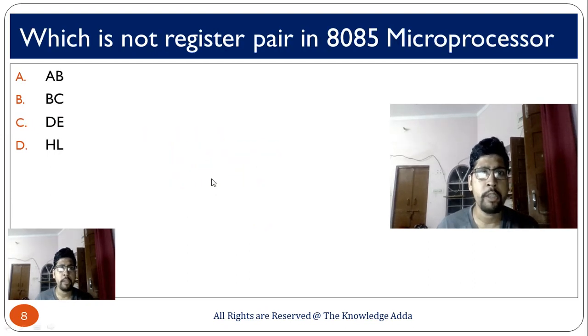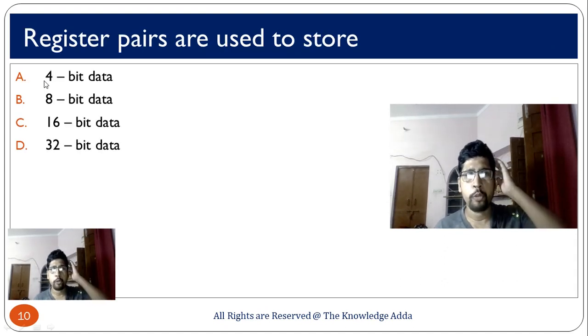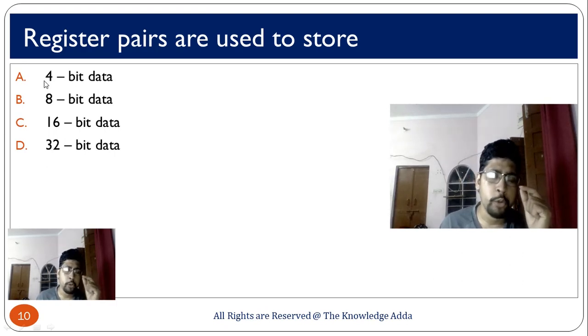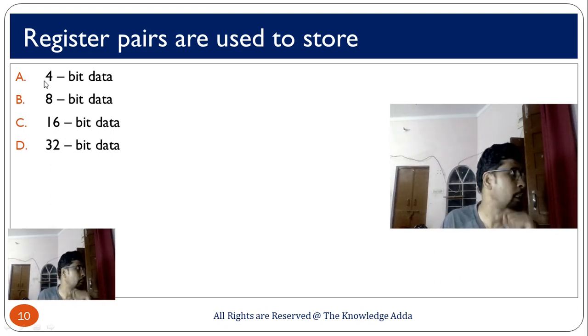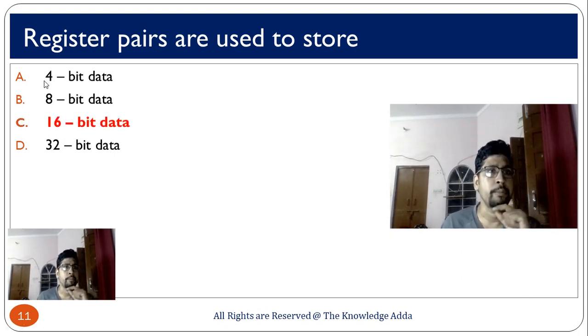Now the next question is, which is not a register pair in the 8085 microprocessor? In the last slide which I have already discussed, we have only 3 register pairs: BC, DE, and HL. So here option A is the correct option. Register pairs are used to store, so one register is used to store 8-bit data. When we are talking about a register pair, it means we are going to combine 2 registers, and each register can store 8-bit data. So a register pair can store 16-bit data because we are using 2 registers in a register pair. So C option is the correct option.